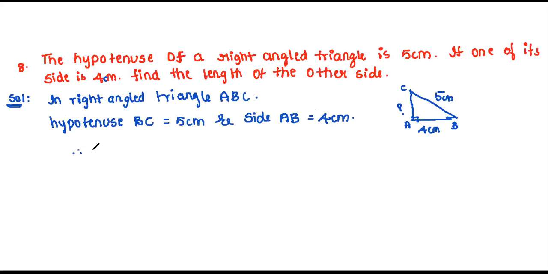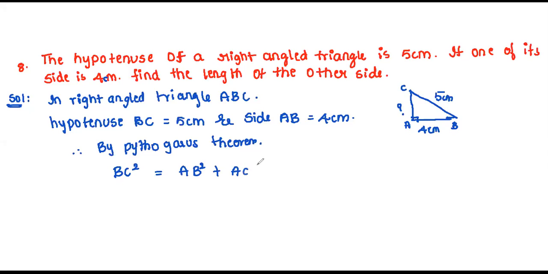So therefore, by Pythagoras theorem, we can find out that BC square is equal to AB square plus AC square, isn't it? So what is BC now? BC is 5 centimeters, so this is 5 centimeter only, isn't it?